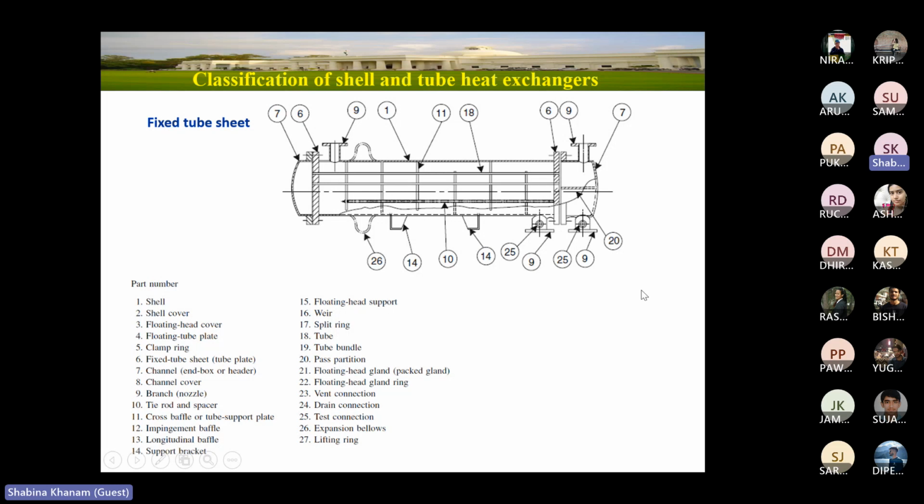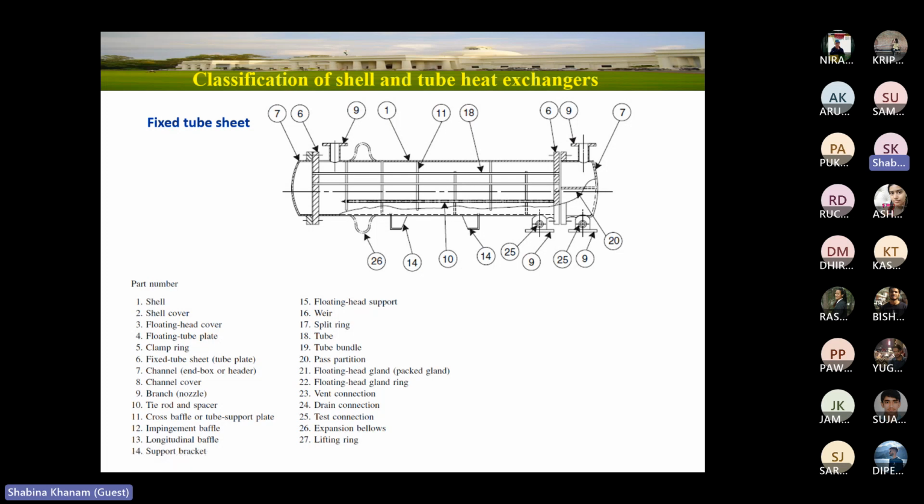Okay, we'll discuss that further. Now if you consider this tube sheet and this tube sheet, these tube sheets are directly welded with the shell. This is the shell, and this is the tube sheet, and this tube sheet is welded with this shell here as well and here as well.